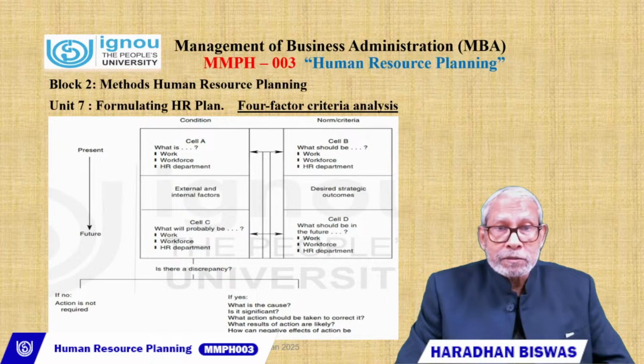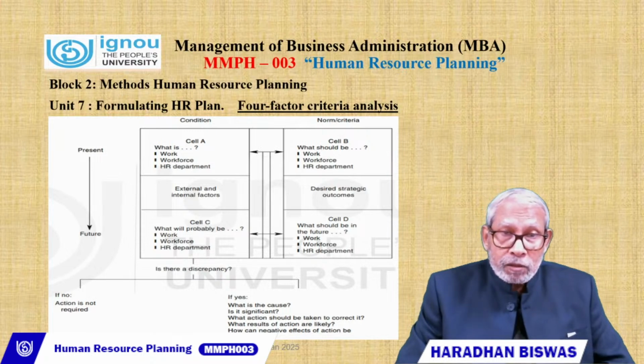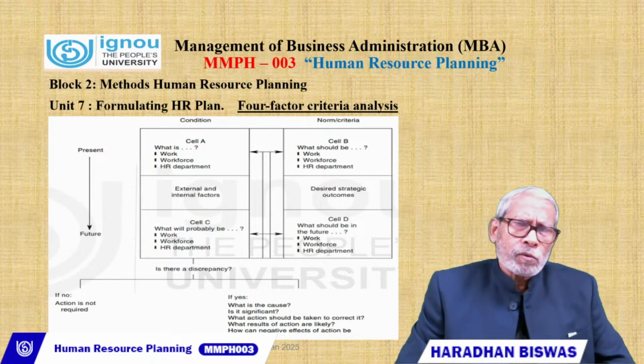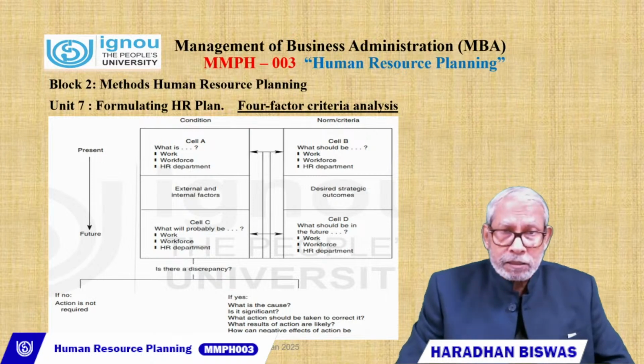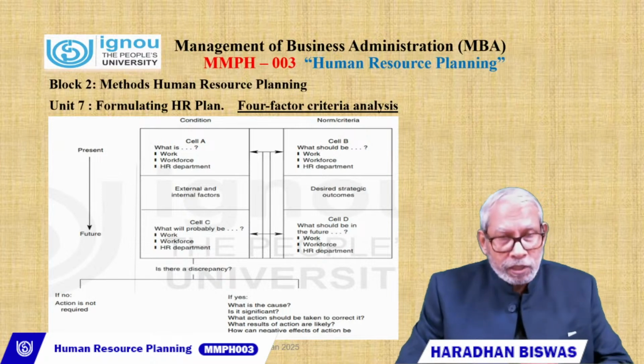Suppose a problem is found out. Then what action are you likely to take? Then what results of the action are likely? What result can come? Then how can negative effects of the action be minimized? If there are some negative effects, in what way can we neutralize them? All these parts you have to modify, to rectify.